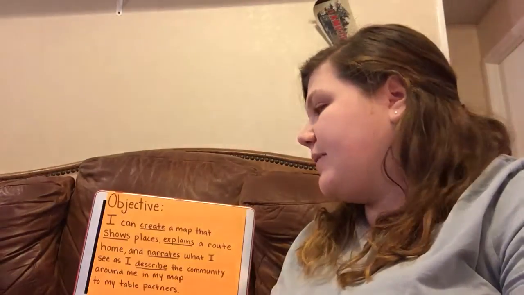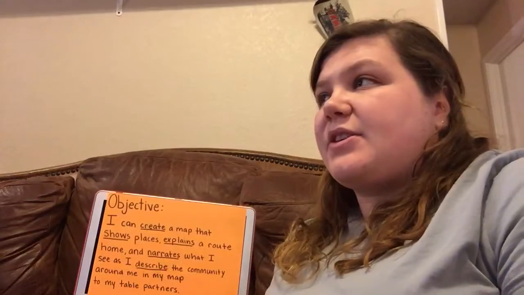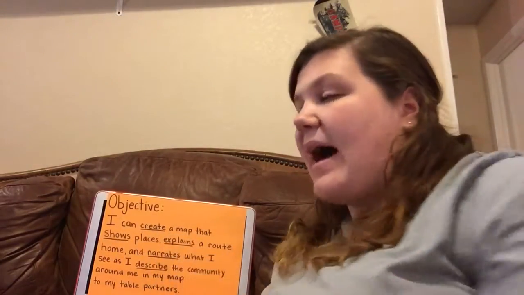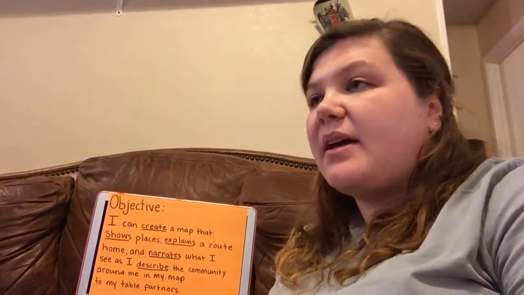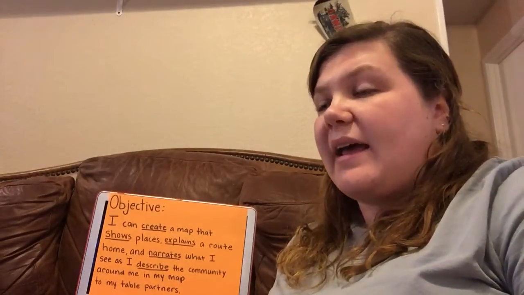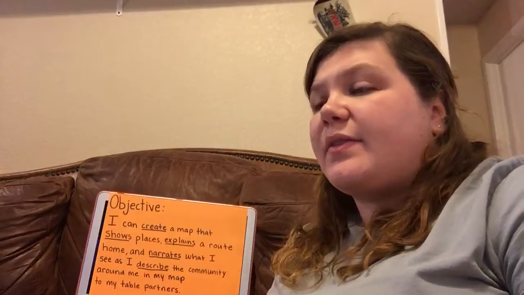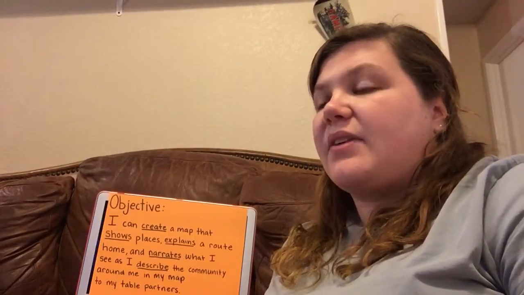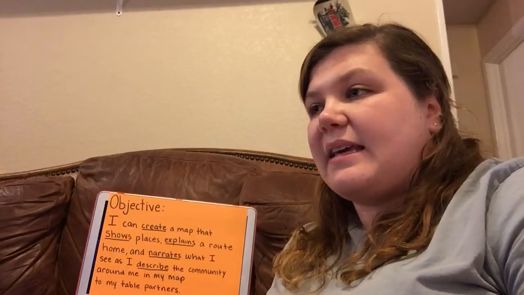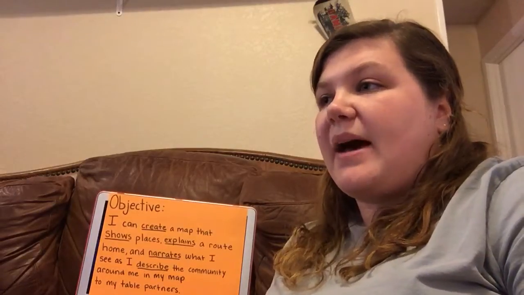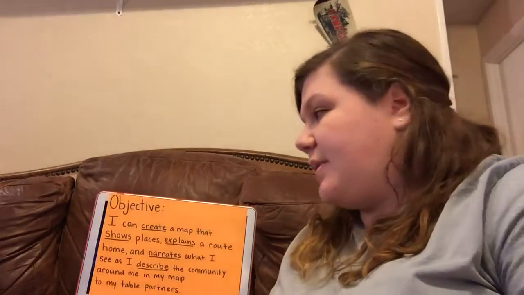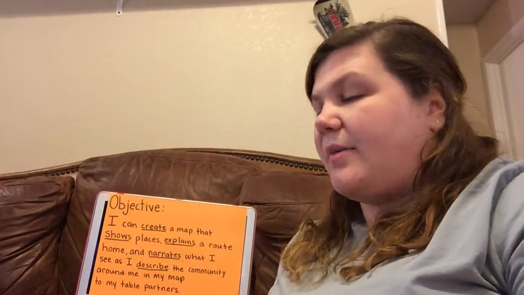Our first verb that we have is create. And what does it mean to create? So we can look at it and it says, I can create a map. So if we're going to create a map, that means we're going to draw it. And we have to remember all the features for our map that we've learned. We have to have a legend and a key and a title to our map and a compass rose. So we have to remember all those things when we create or draw our map.